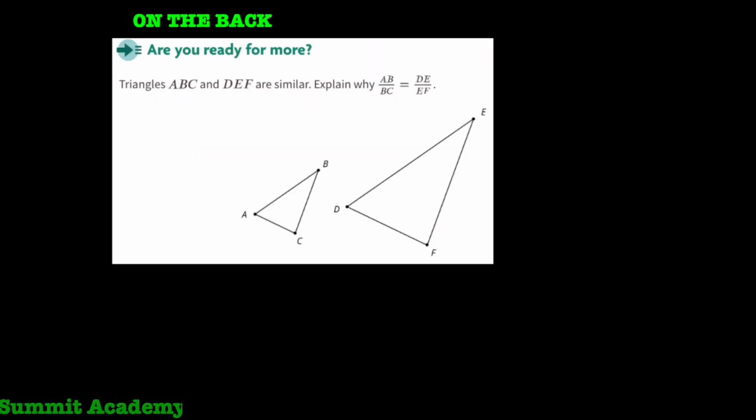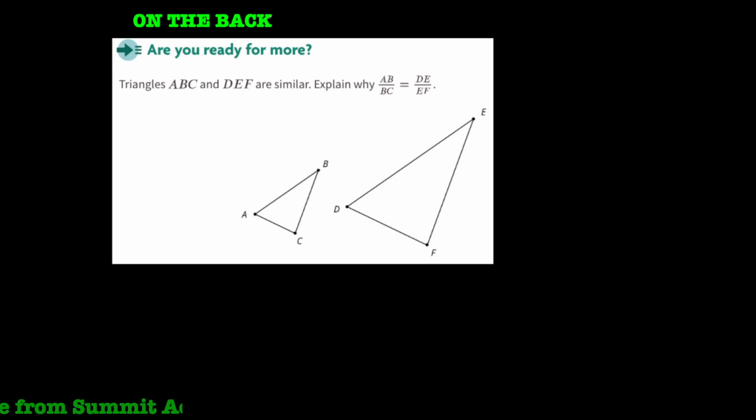All right, now on the back, if you turn that page over, it says, are you ready for more? Oh, you certainly are. If you look at triangles ABC and DEF, it says they are similar. So it gives you that factual statement first, and we're saying explain why we know the ratio of AB to BC is equal to DE to EF.